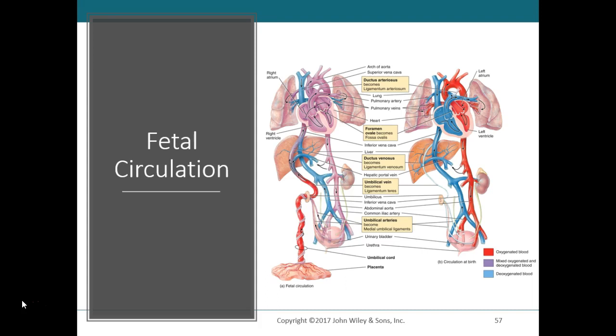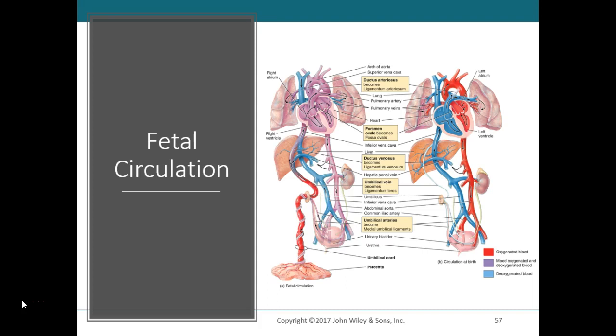The ductus arteriosus, remember that was between the pulmonary trunk and the aorta, closes by vasoconstriction almost immediately after birth and becomes a very tough fibrous structure called the ligamentum arteriosum. However, it also takes about 1 to 3 months for complete obliteration of the lumen, or closure of that lumen.